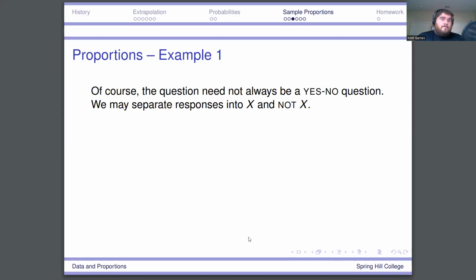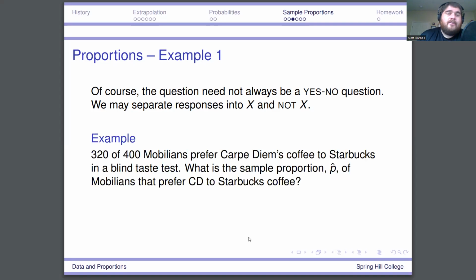Now, if we have more possible answers to a question, we can always separate it into something and not something, right? If I ask what your favorite color is, there's a lot of different possible answers to that. But I could always say, well, let me look at the number of people who said green and the number of people who didn't say green. Or I could say, what's the number of people who said yellow or orange, and what's the number of people who didn't say either yellow or orange?